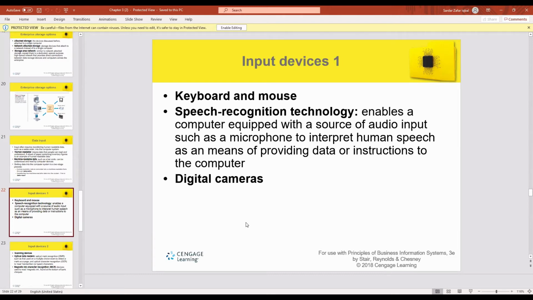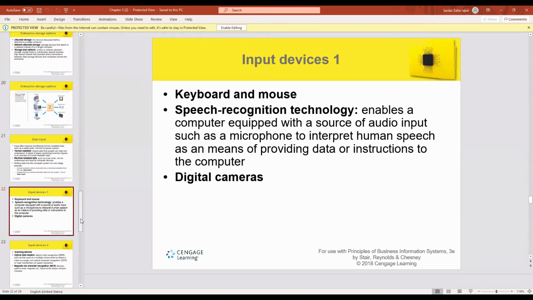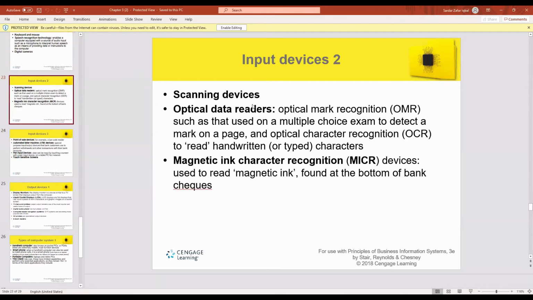Digital cameras, you are familiar, I don't need to explain this. Many types of cameras are available, and now we have built-in cameras coming in many hardwares. Scanning devices. So the scanner that we use in offices and at home is very common. Other than that, the optical data readers, optical OMR. Have you heard this name, OMR?